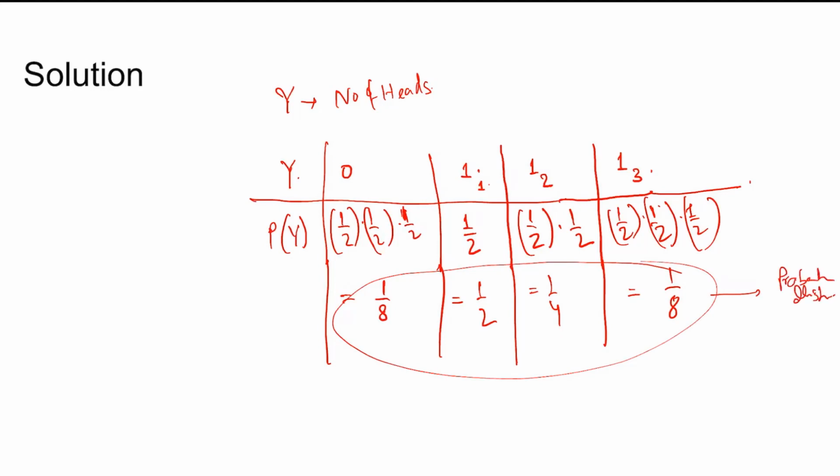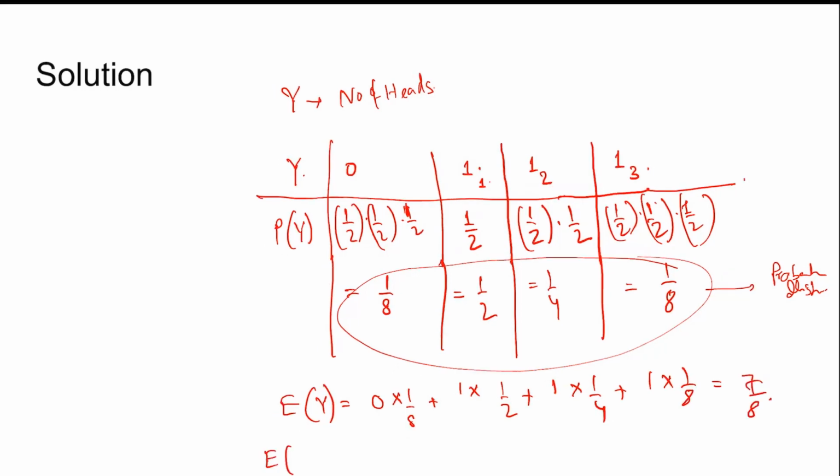This is the distribution, and expectation of y can be determined as 0 into 1 by 8 plus 1 into half plus 1 into 1 by 4 plus 1 into 1 by 8, which is coming as 7 by 8. Expectation of y square is coming as 0 square into 1 by 8 plus 1 square into 1 by 2 plus 1 square into 1 by 4 plus 1 square into 1 by 8, which is also 7 by 8.